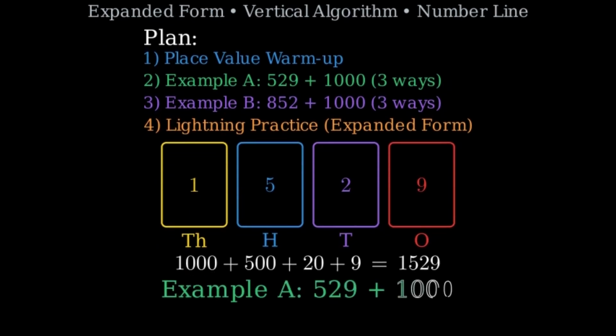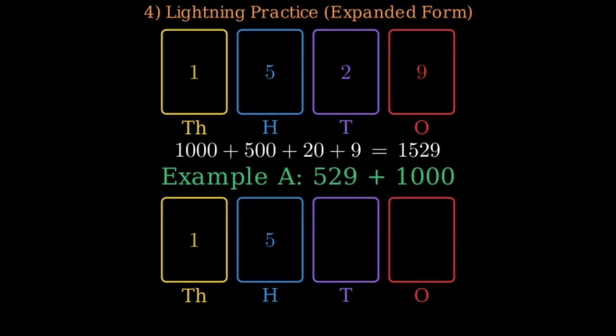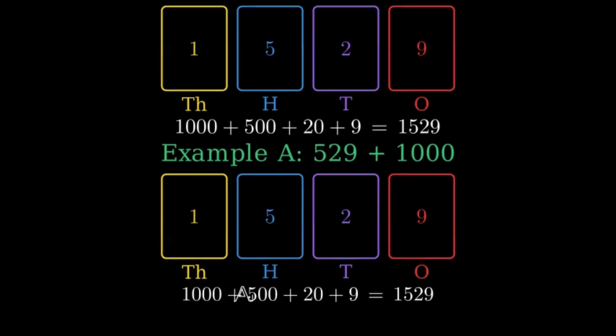Example A. We will add 529 plus 1,000. We will solve this 3 ways: expanded form, vertical algorithm, and a number line. Method 1. Expanded form. Think of 529 as 500 plus 20 plus 9.